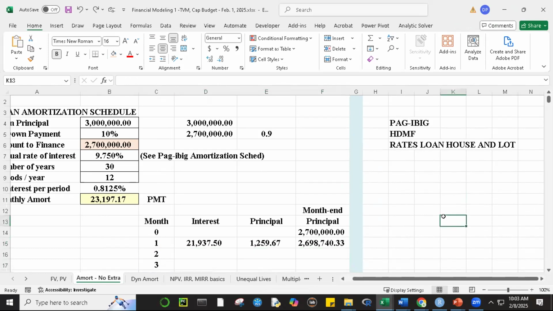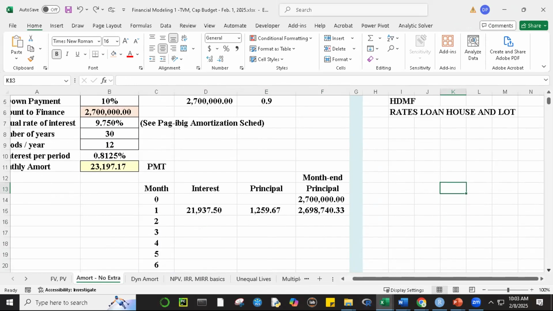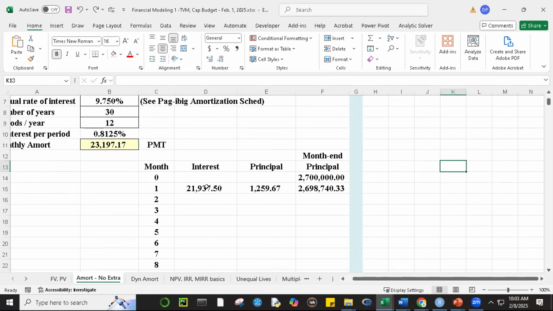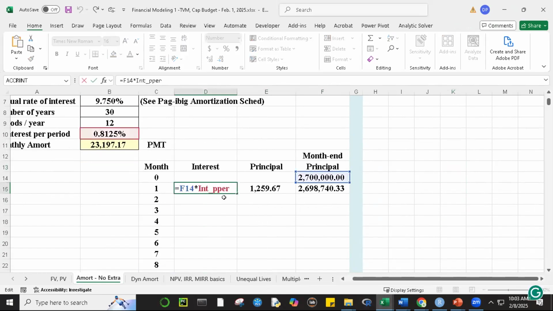Okay. All right. So this is our model again. The interest formula is the month-end principal multiplied by the interest per period. So this formula will be the same formula here in month 2, because if we copy the formula down, then the month-end principal will also go down here. And the interest per period is just fixed.